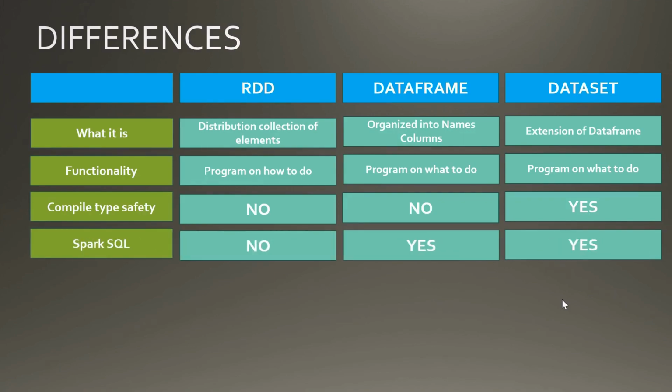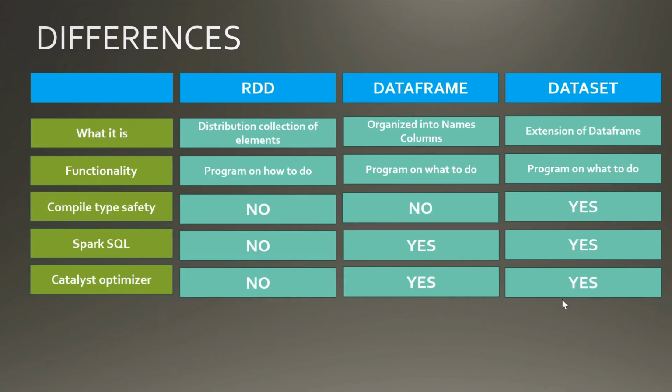Now, the Spark SQL. In RDD, the Spark SQL is not supported. In data frame, you can work with the Spark SQL API. Along with dataset also, you can work with the Spark SQL API. You can do an aggregation very easily. You can do a group by, you can do a count, or you can do a collect operation. These are very easy in case of data frame and dataset using the Spark SQL API.